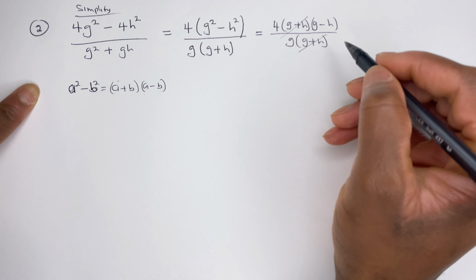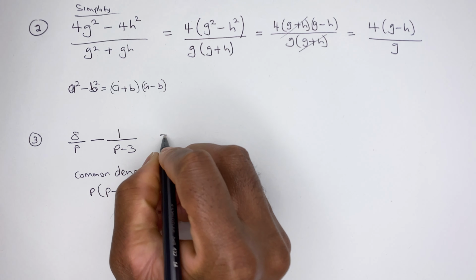Now let's try question 3. We've got 8 over p minus 1 over p minus 3. You can now see the common denominator, so a common denominator, let me do that here, is p into bracket p minus 3.